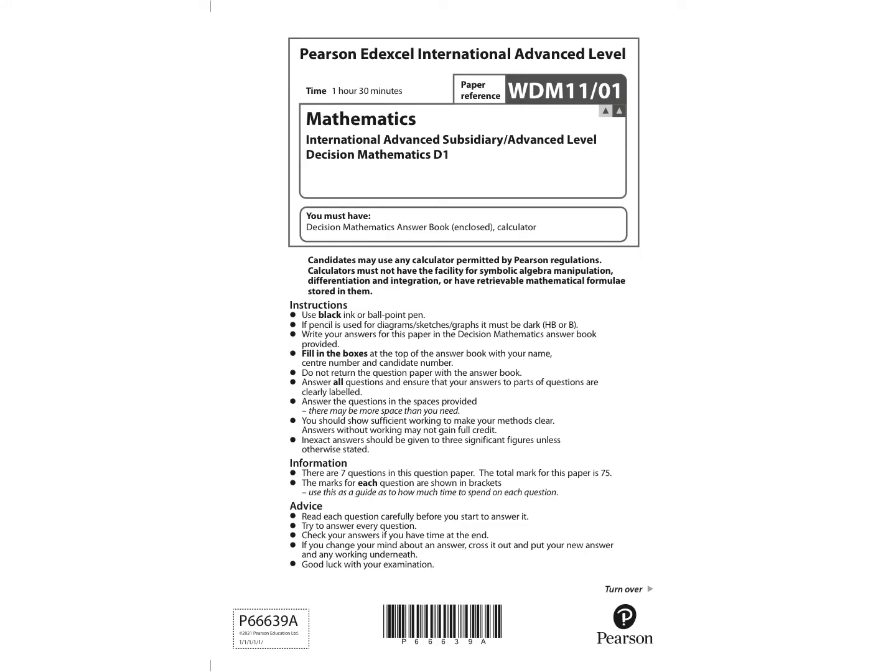Okay, welcome everyone. So we've got decision maths. Now this should have been June 2021. As you know, we had teacher assessed grades. So this is the most recent paper we have on decision 1.